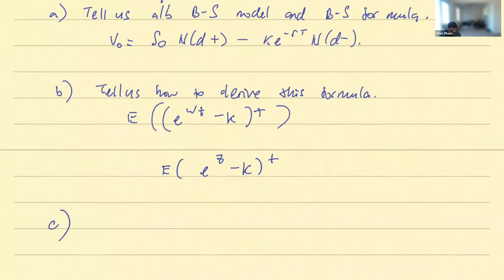The next one actually is the meat of the question. Tell us what N(d). By the way, people do call this N(d1) and N(d2). I just call them N(d plus) and N(d minus). But tell us what N(d plus) and N(d minus) mean. Okay, and this is the meat of the question. And there you go. What do you think? What do they mean?